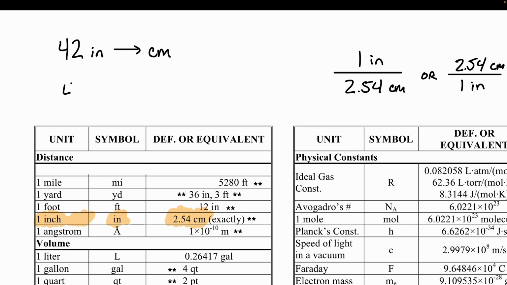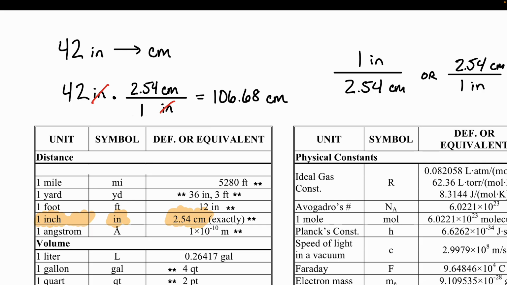I'm starting out with my 42 inches. This is my measurement I'm trying to convert. And I'm going to use which one of these two conversion factors here, the one on the left or the one on the right? Now I'm going to use the one on the right so that my inches cancel out. I'm going to need those units of inches on the bottom and centimeters on the top. 1 inch equals 2.54 centimeters according to my table here. I punch that into my calculator. I get 106.68. My units, inches cancel out. I'm left with units of centimeters.